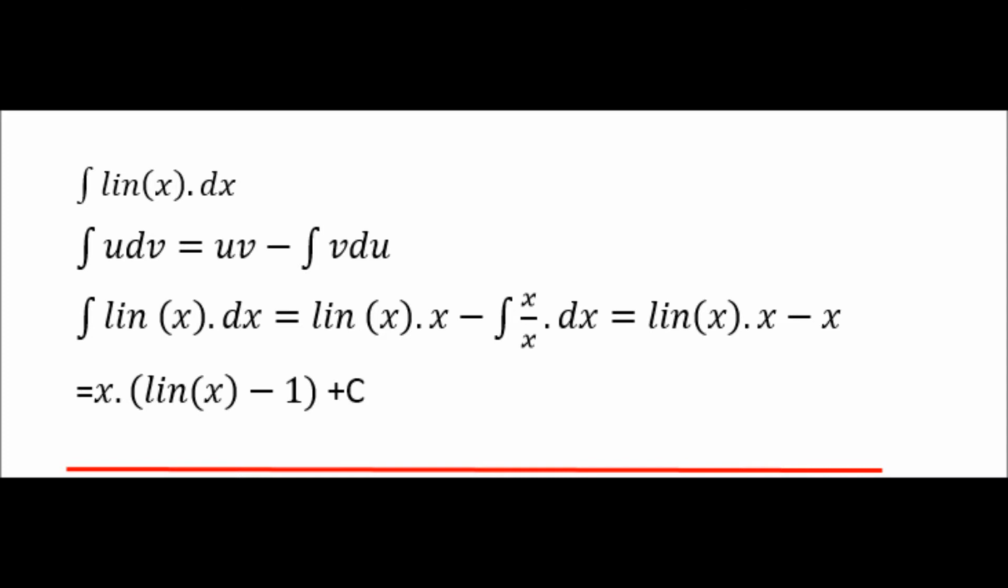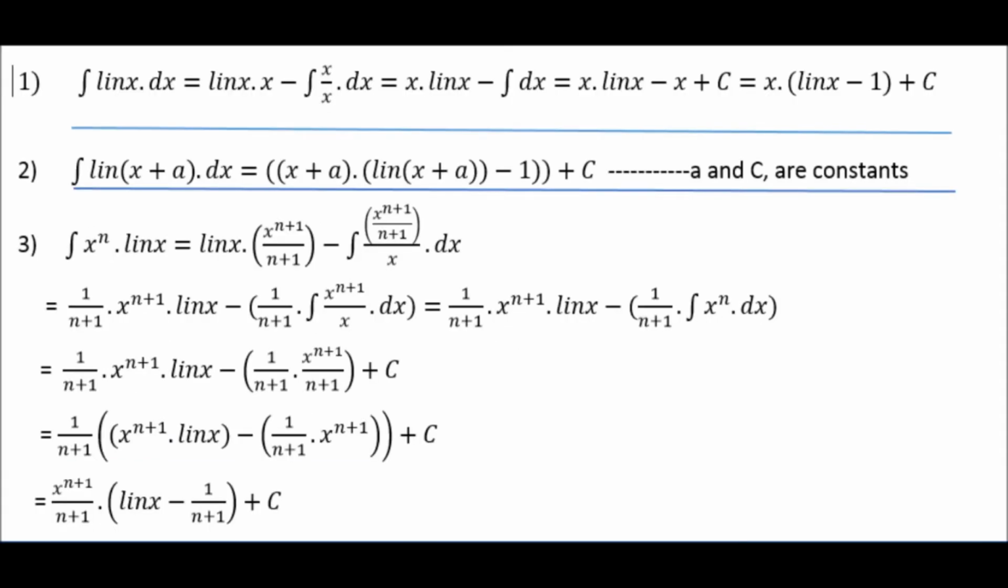Now the integral of ln x dx would be ln x times x, where x is equal to v, minus the integral of v du, that is x times the differential of ln x, which equals 1 over x. Here our integral reduces to x ln x minus x, so simple, plus c, the constant of integration. Taking x as a common factor, we have x times (ln x minus 1) plus c, the constant of integration.